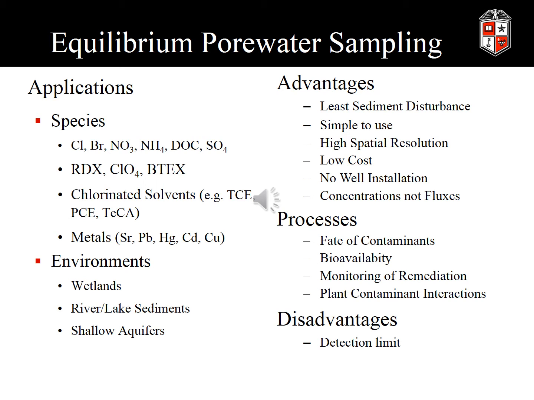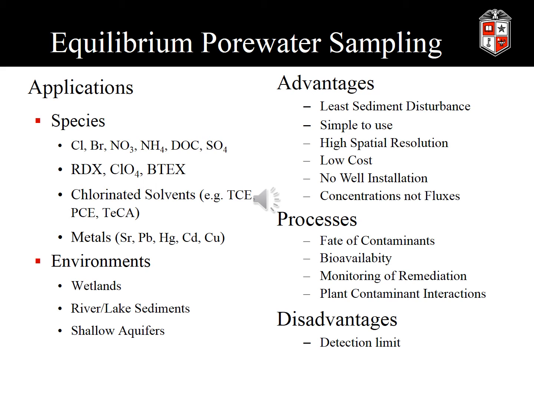The technology has been used to evaluate quite a large number of dissolved species in shallow sediments. These include chloride, bromide, nitrate, ammonium, dissolved organic carbon, sulfate, various contaminants, RDX, perchlorate, BTEX, chlorinated solvents, TCE, PCE, TCA, as well as numerous metals. It's typically been used in shallow environments, wetlands, rivers and lake sediments, and shallow aquifers, but there have been some applications to deeper sediments and shallow groundwaters.